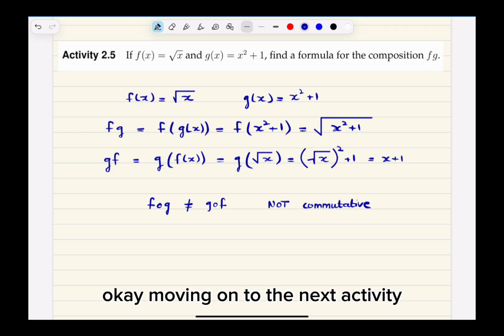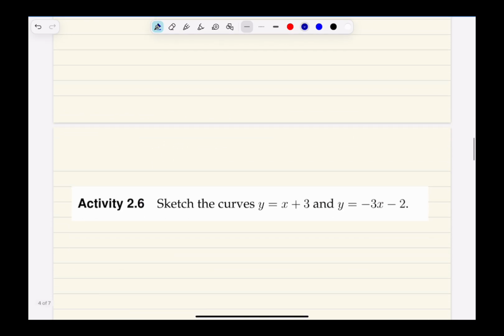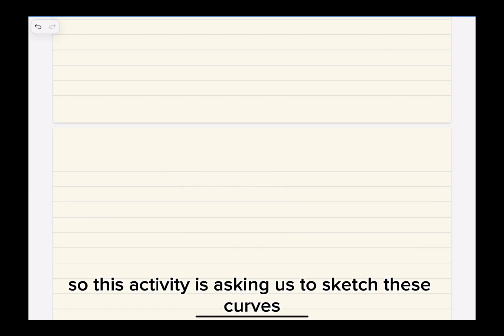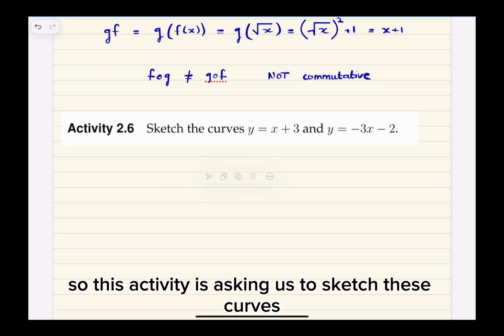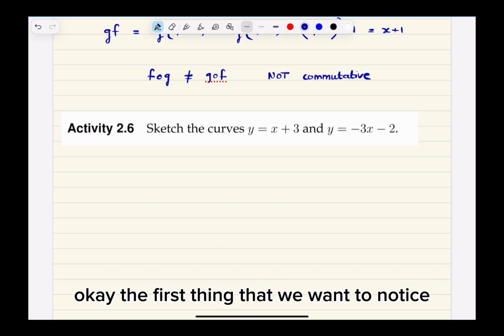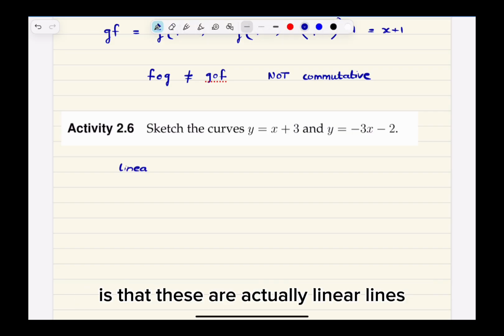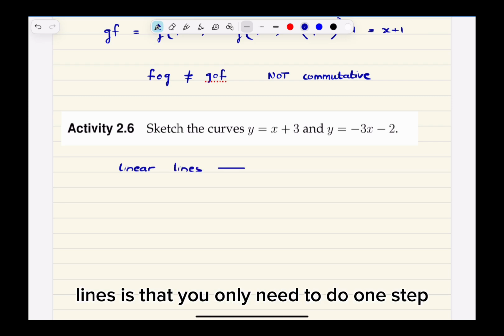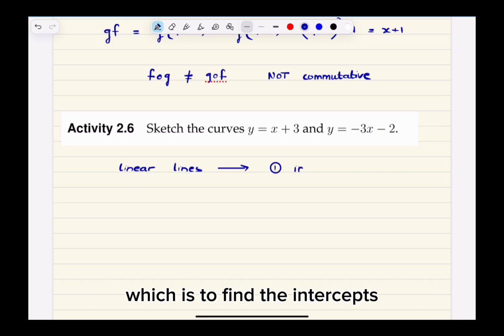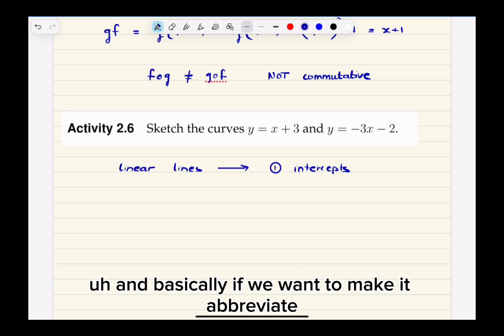Okay, moving on to the next activity. This activity is asking us to sketch these curves. The first thing we want to notice is that these are actually linear lines. The good thing about linear lines is that you only need to do one step, which is to find the intercepts.